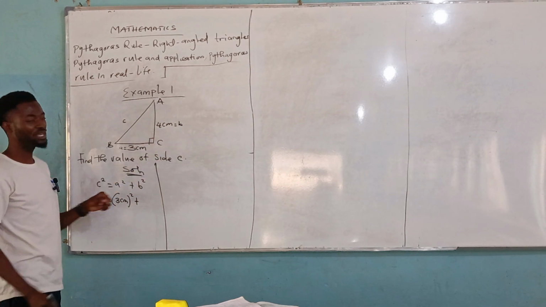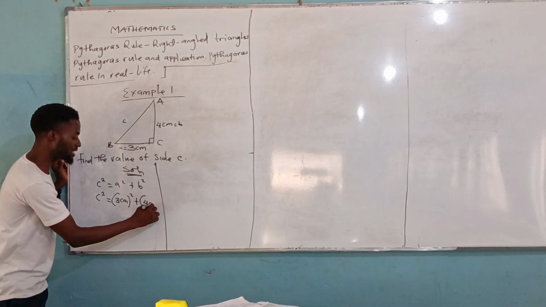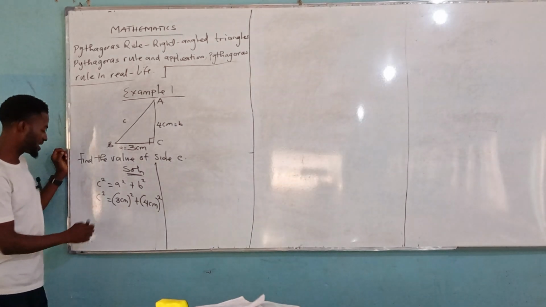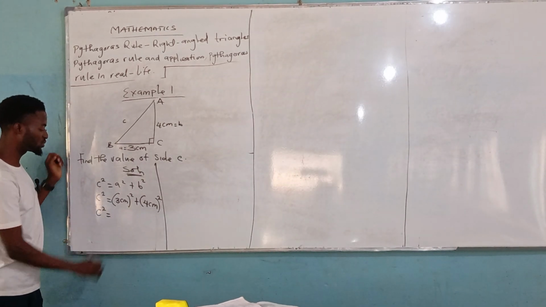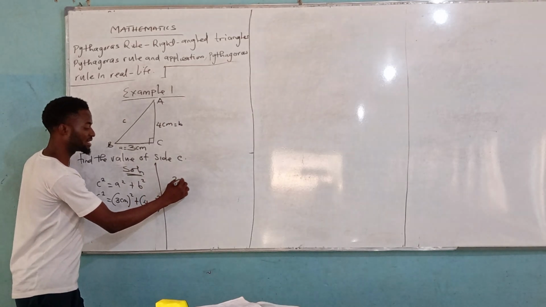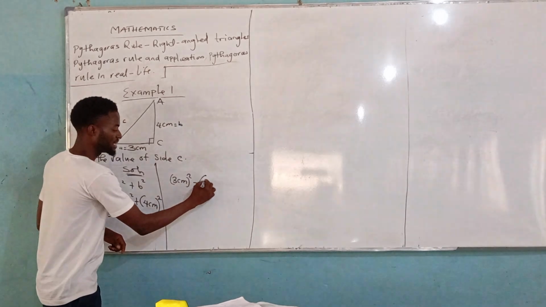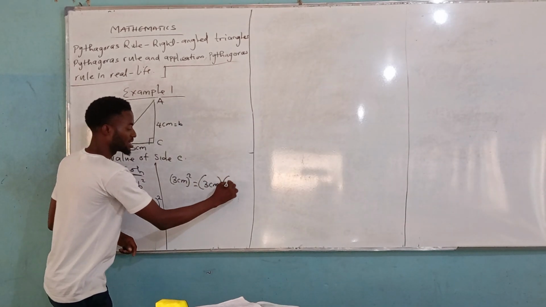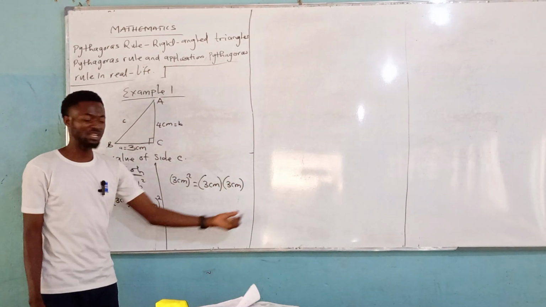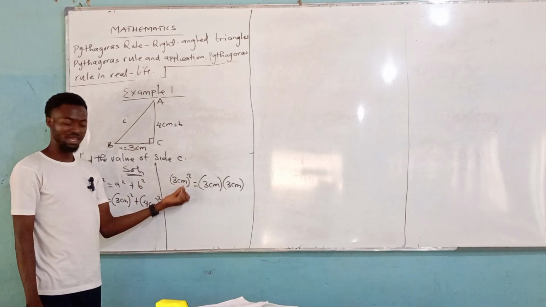And then what's our value of b? Our value of b is 4 centimeter. So we have 4 centimeter, then close bracket, square. Now, from here we have c square is equal to, and let me quickly explain something. If you have something like 3 centimeter square, this is the same thing as 3 centimeter times 3 centimeter. These two brackets are multiplying each other to give you this square.